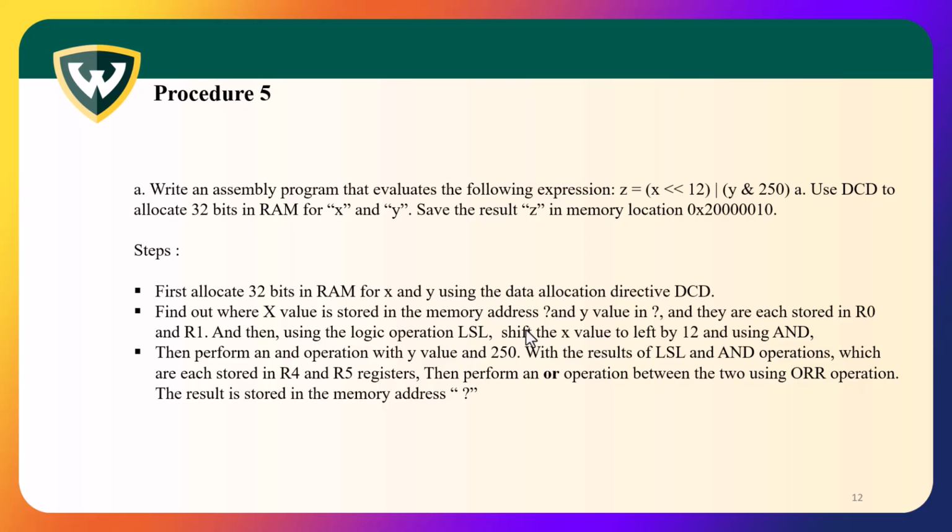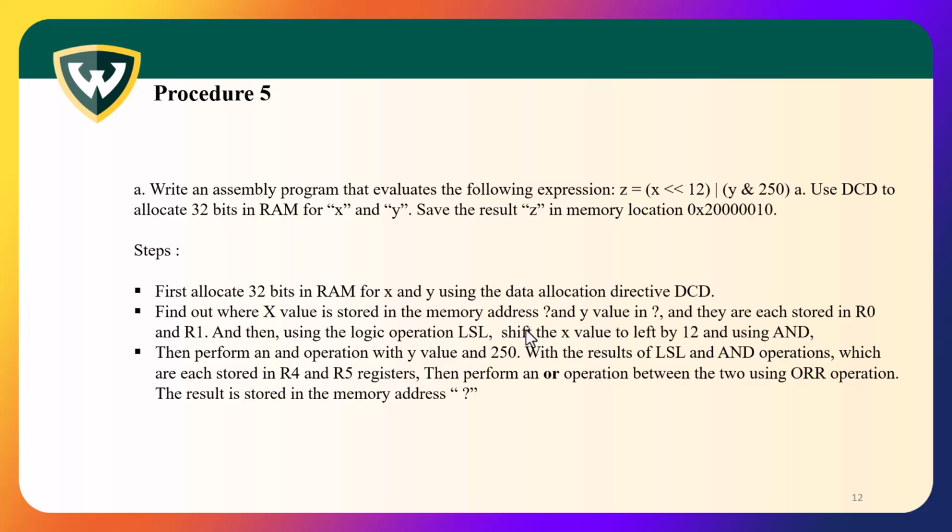First, the steps are explained here. I'm going to explain the steps for this particular A sub-step. First, you're going to allocate the 32 bits in the RAM for x and y using the data allocation directive DCD. Then you're going to find out the x value that has been stored in the memory address and the y value, and also the values that have been stored in R0 and R1.